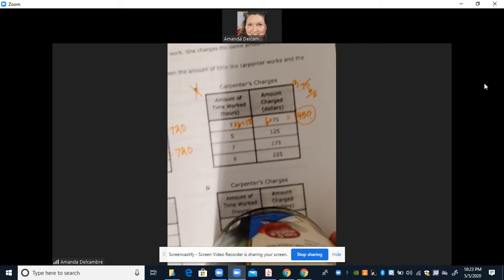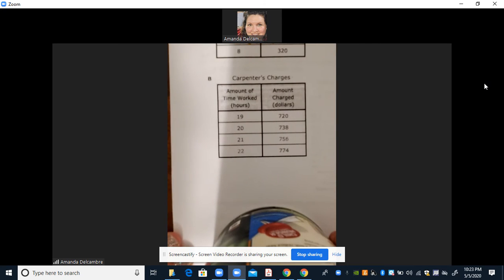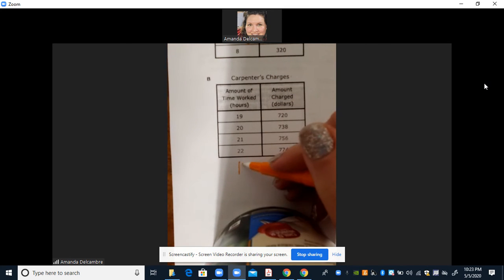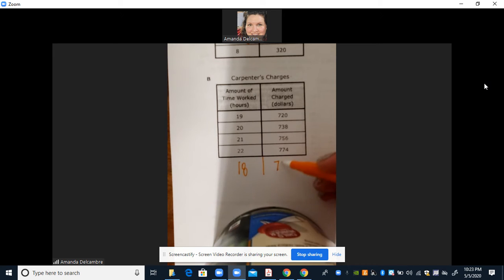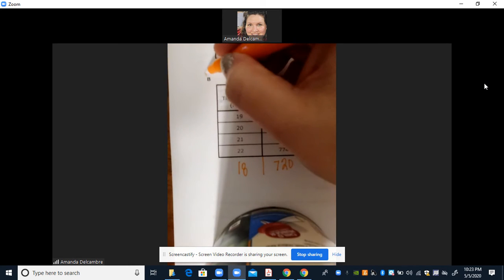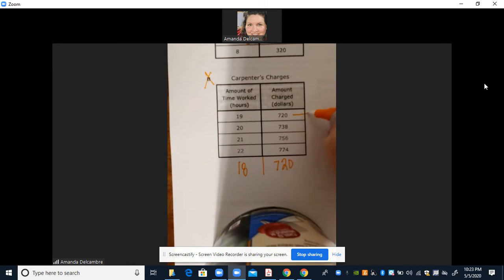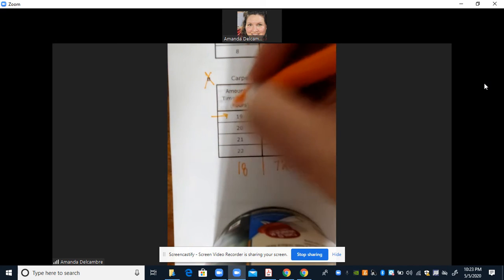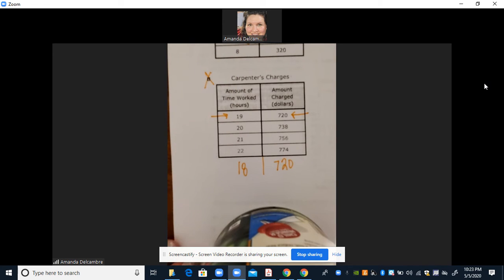Okay. If we went here to the letter B, well, I know 18 hours is 720. Well, then would 19 hours be 720? So you worked a whole hour and didn't get paid for anything? Does that make sense? No. So this could not be an answer choice because of this right here. This is supposed to be 18 instead of 19. And if it was 19, it would be a different amount charged.